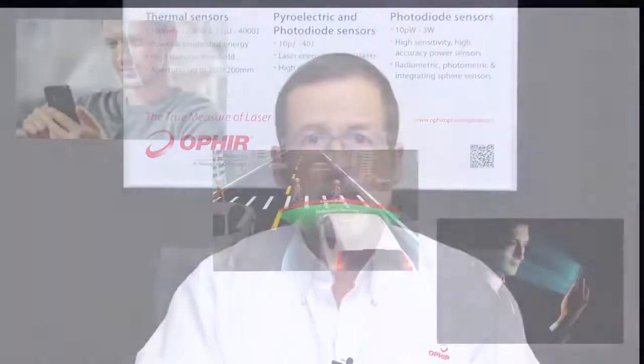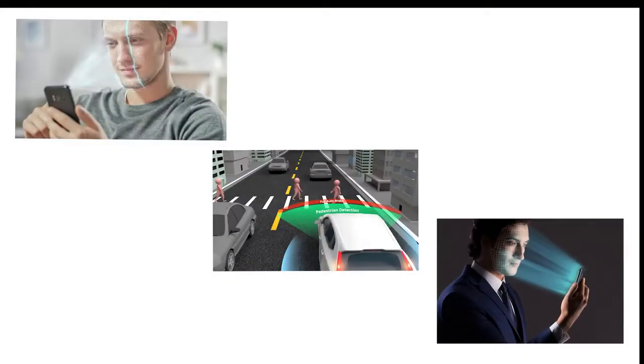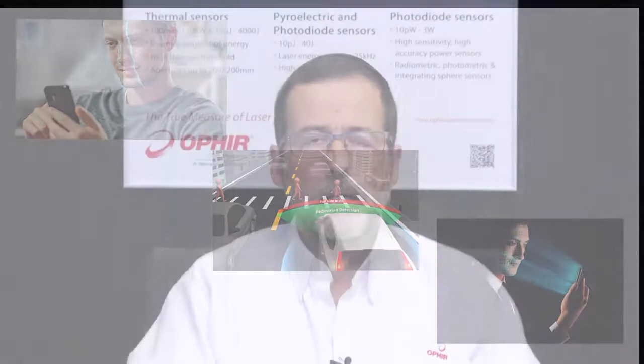VCSELs are a type of semiconductor laser diode. Because of their optical and physical characteristics, they're often used as light sources in mobile and other devices in applications such as face and gesture recognition, range finding for autonomous vehicles and UAVs, augmented reality displays, just to name a few. These new applications involve devices generally powered by batteries, so power consumption becomes a major issue.